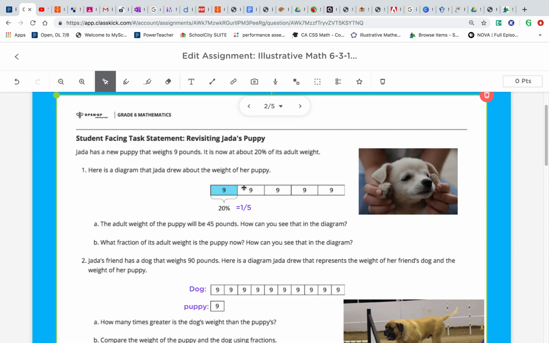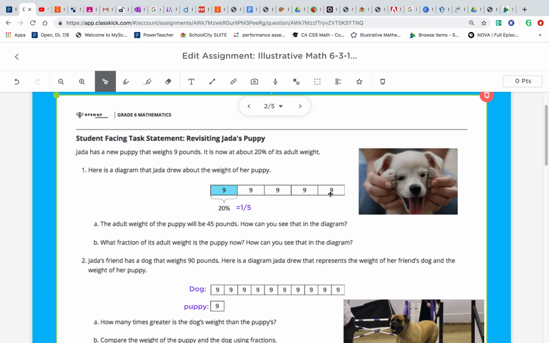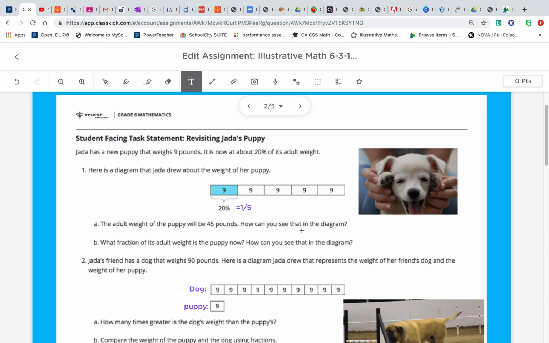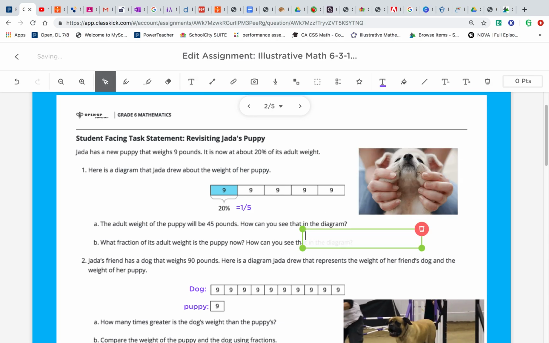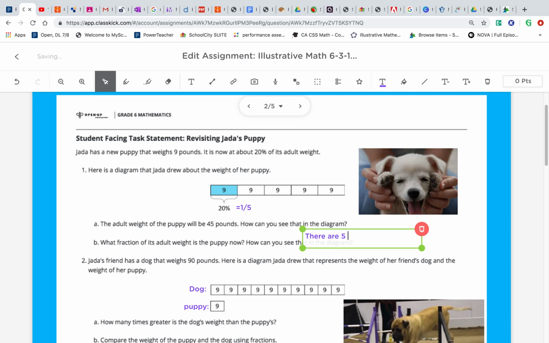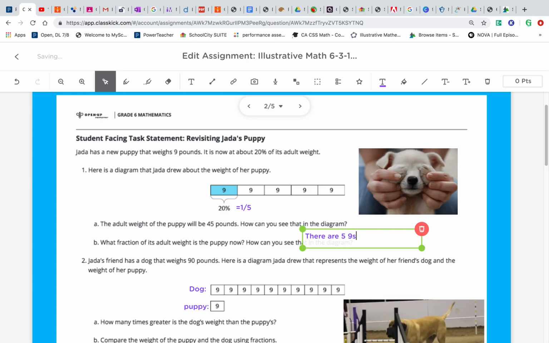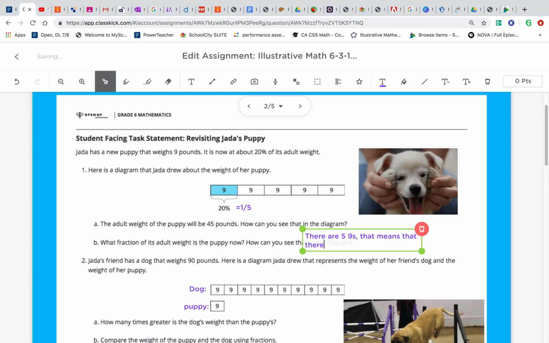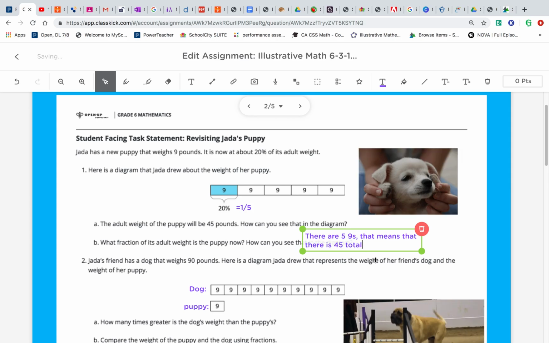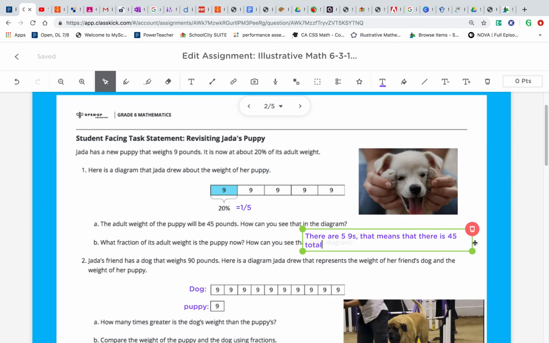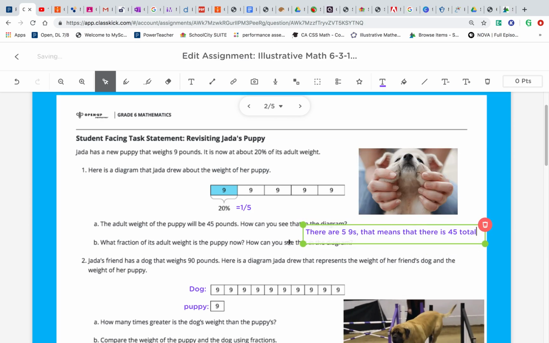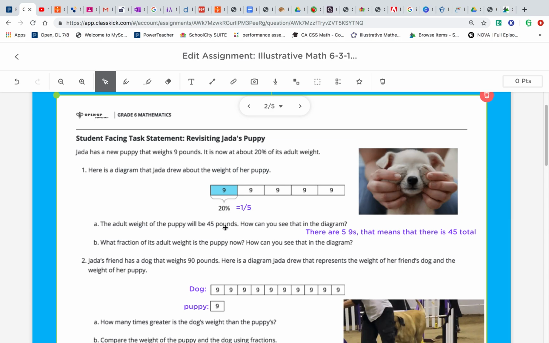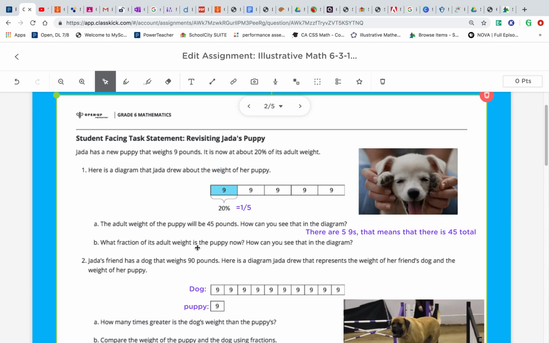We have a 9, another 9, another 9, another 9, another 9. There are 5 nines, so if there are 5 nines, that means there is 45 total. So 45 total is what we're talking about here, by having the 5 parts with 9 in each of them.